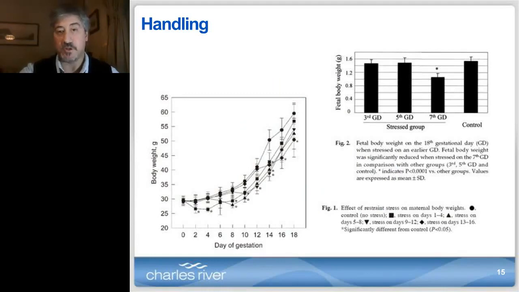This is another example just to illustrate a little bit more how handling, in this case pregnant rats, can influence. In this case, what they measured was the fetal body weight. So they stressed or handled their rats on the third gestational day, the fifth, or the seventh, and these are the controls. And they found that when they restrained the pregnant rat just for a minute on gestation day 7, then when they collected the fetuses on gestation day 18, there was a difference with what we see in controls, right? So it's not a big alteration. We're just restraining the animal, but the effect we can see.